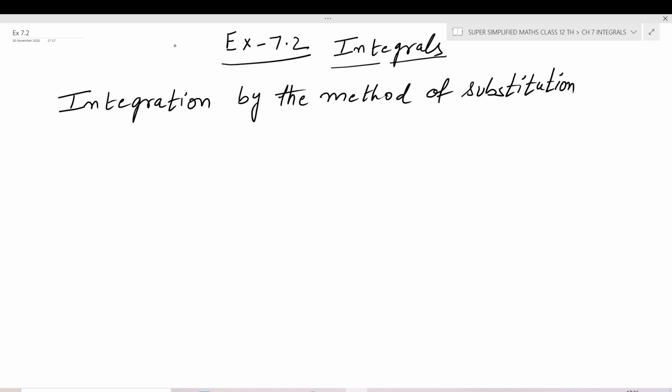Now with this knowledge of the method of substitution, let us start exercise 7.2. Let us take the very first and very simple question, 2x upon 1 plus x square dx. Now students, you can see here that for using the method of substitution, first we have to see which term is the derivative of which other term. I can very well see that for 1 plus x square, its derivative is 2x. Therefore, I will put 1 plus x square to be t, because I know that its derivative is already present in the numerator.